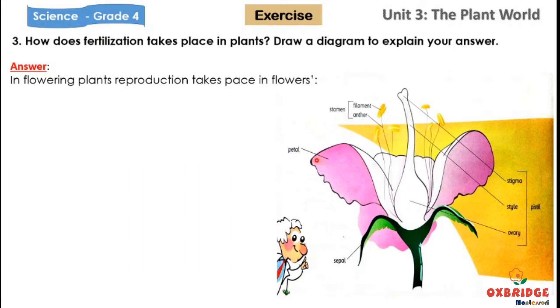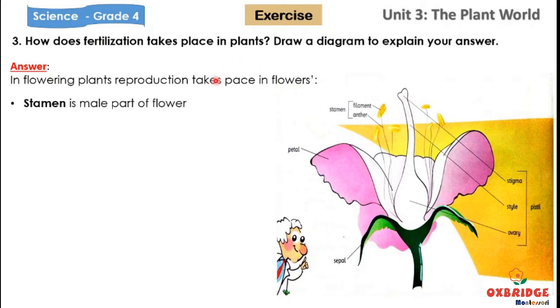Petals are there to attract the insects, and sepals protect the flower. The green portion of the flower that protects the flower is known as sepals. So, in flowering plants, reproduction takes place in flowers.